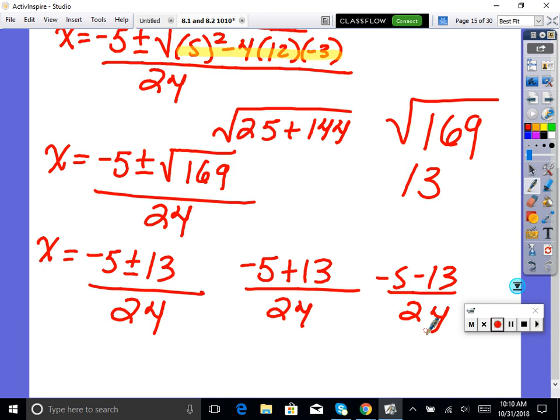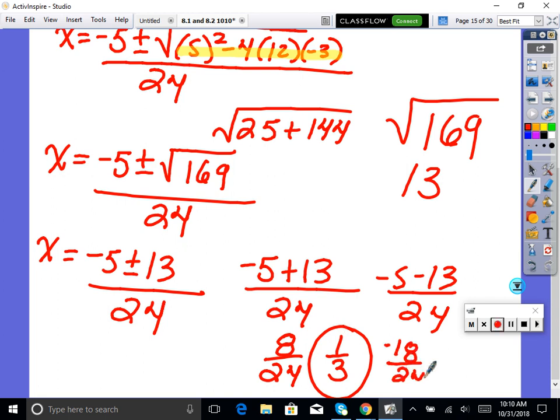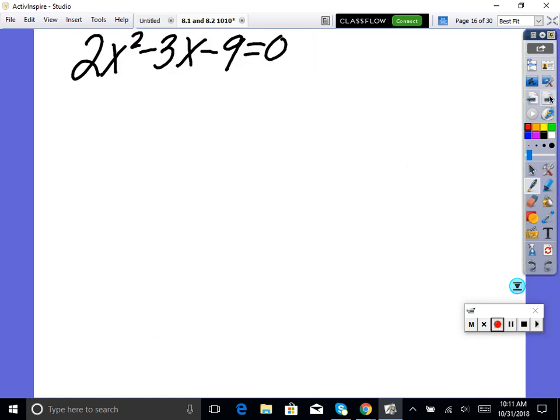So 13 minus 5 is 8 over 24, which is 1/3. So there's our first answer. So that'd be -18 divided by 24. They both divide by 6. So that would be -3/4. There's our second answer. This one actually would have solved by factoring. If you get fractions or whole numbers, it would have solved by factoring, but we're practicing the quadratic formula for fun. On the test, does it make a difference, right? Yeah, it does.